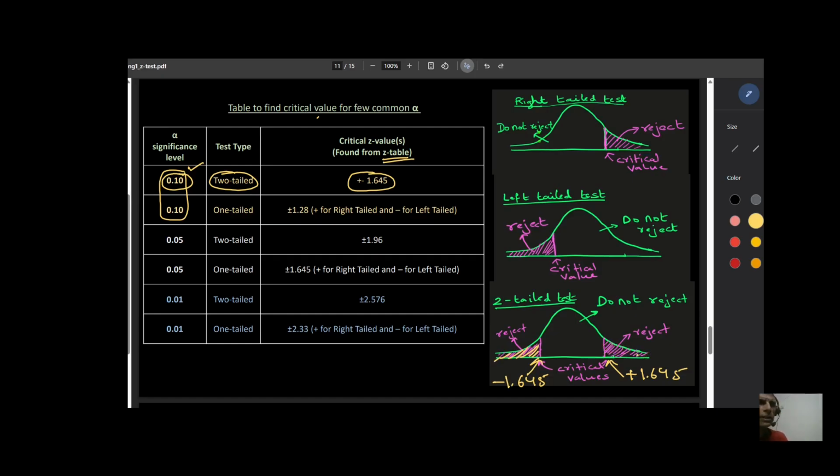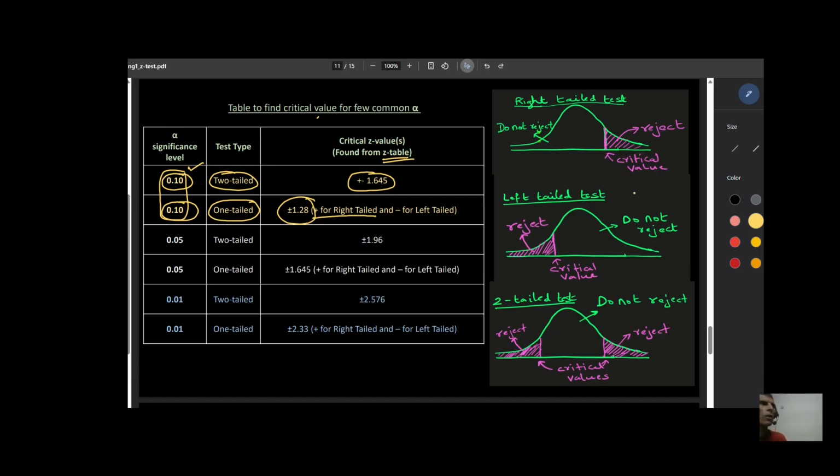Now, on the other hand, if alpha is 0.10 and it's a one-tailed test, specifically right-tailed, then your critical value is going to be plus 1.28. So if it's a right-tailed test, this value is going to be plus 1.28 if your alpha is equal to 0.10.